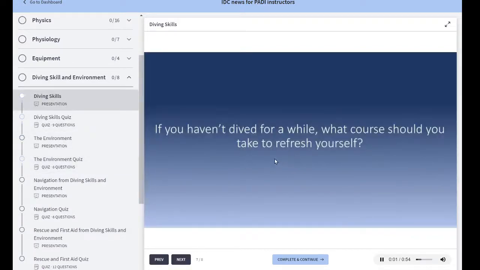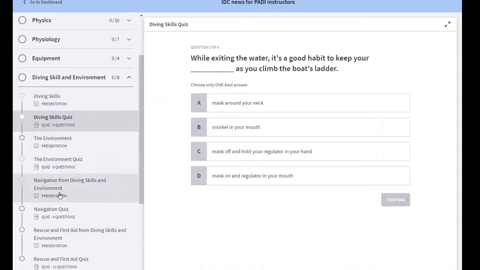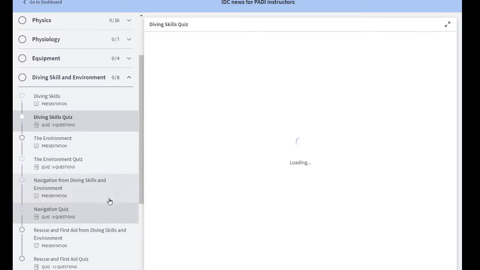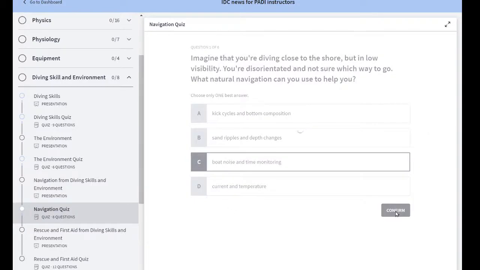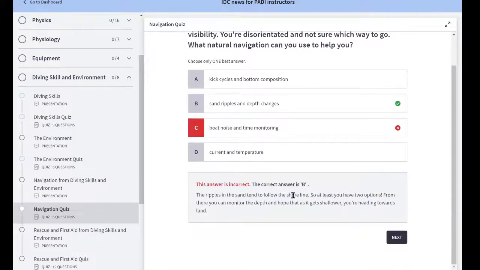Some of these are broken down into some presentations here. So we've got presentations, if you haven't dived for a while. We have quizzes as well. So we have questions which are very PADI type of questions. So you can see these questions here, and we've got 4 answers, just like you have on most PADI exams. The difference between this and PADI exams is that if you get the wrong answer here, not only will it tell you you've got the wrong answer, but it will also give you some guidance as to what the correct answer is and why it's the correct answer.